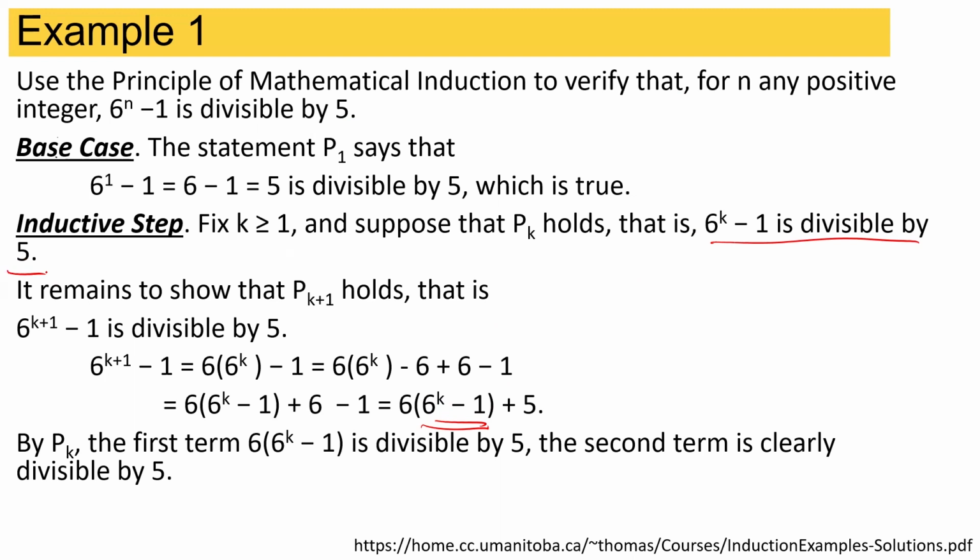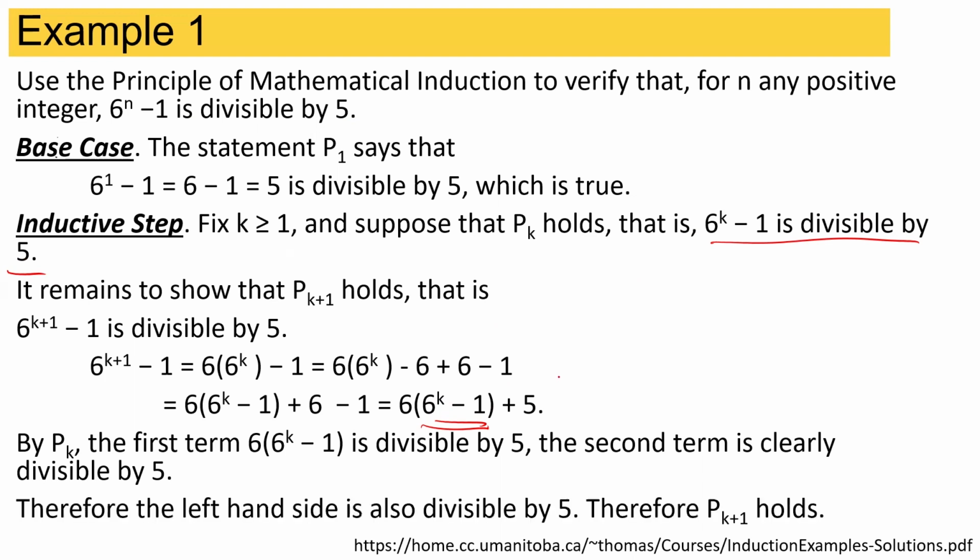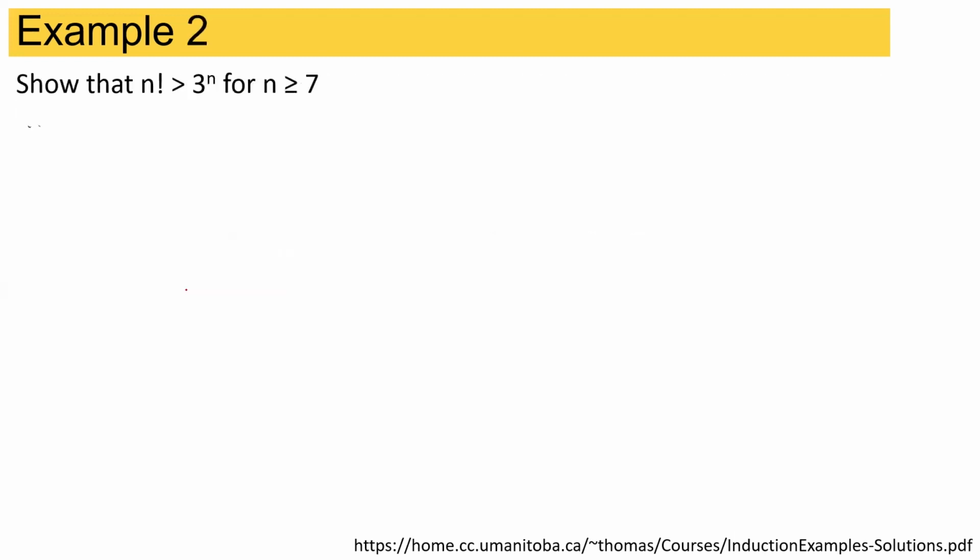So 6 times a number that is divisible by 5 is clearly divisible by 5. And the second term is 5, which is divisible by 5. And hence, 6 power k plus 1 minus 1 is divisible by 5. That is, Pk plus 1 holds. So we have proved that 6 power n minus 1 is divisible by 5 through the principle of mathematical induction. Let's look at another example.